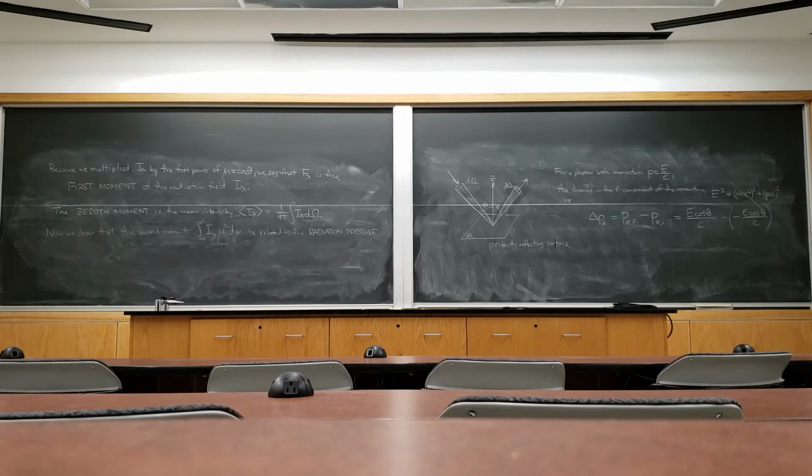And this works with a basketball or a BB reflecting off the wall too. The same principles are involved here. So that's equal to 2E cos theta over c. The change in the momentum is twice the momentum in the z direction because of the fact that it comes in negative and goes out positive. So the net is double.